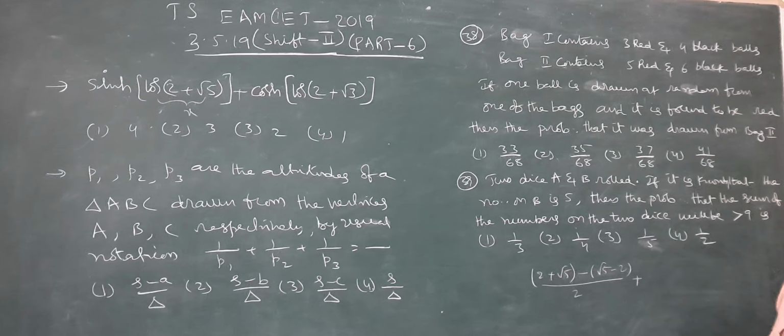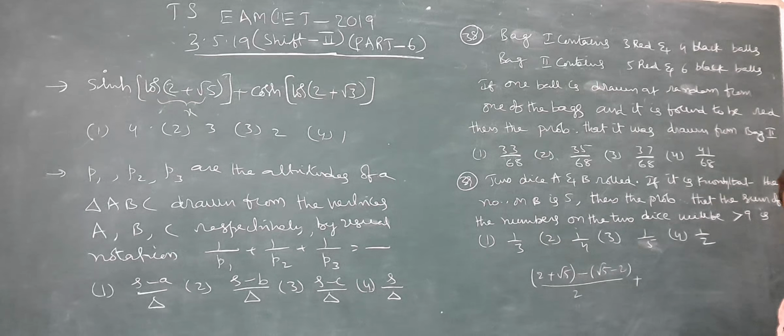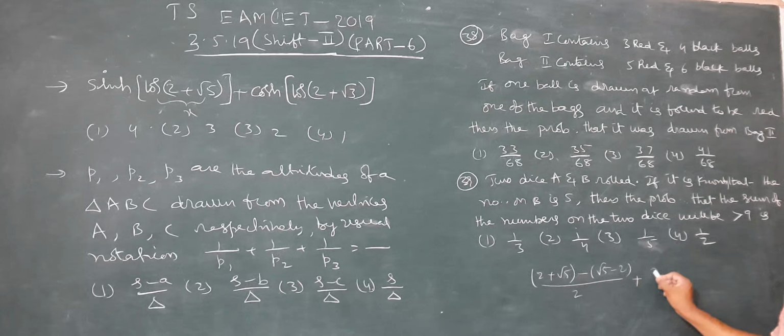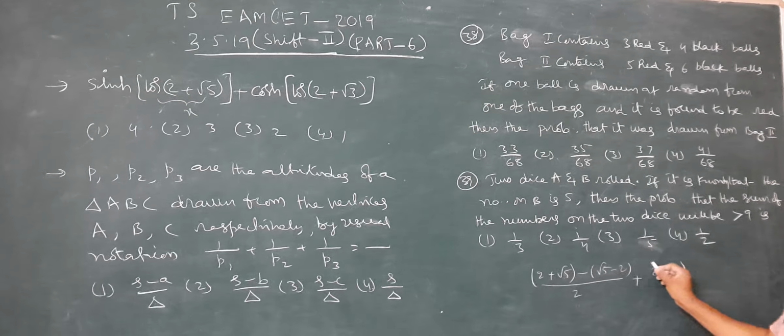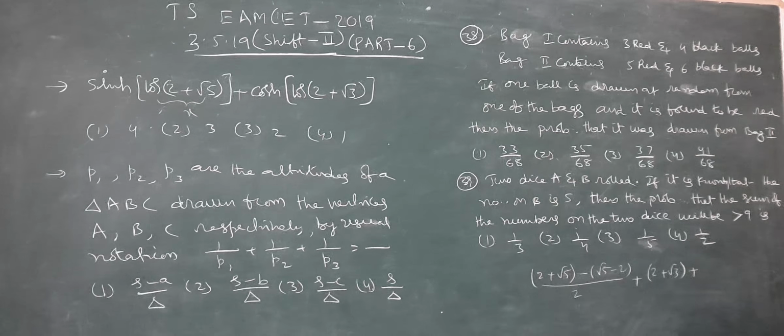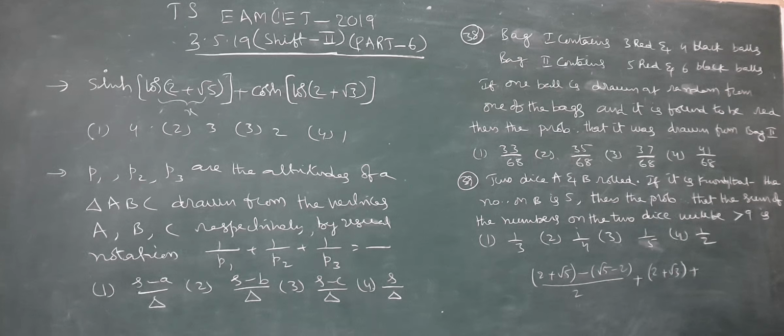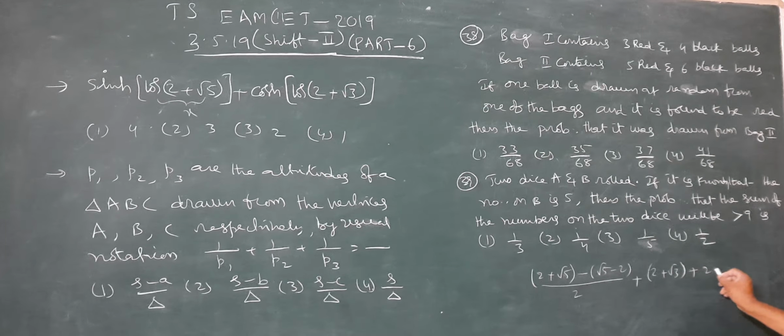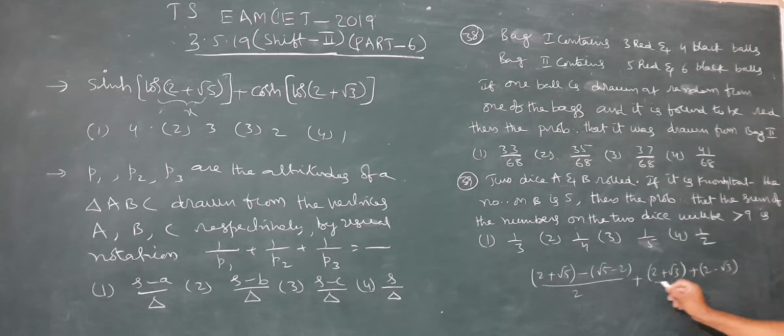plus cos h. Cos x is e power x plus e power minus x by 2. E power x is 2 plus root 3, plus e power minus x, that means 2 plus root 3 whole power minus 1. The rationalizing factor is 2 minus root 3, so 2 minus root 3 by 2 is there.